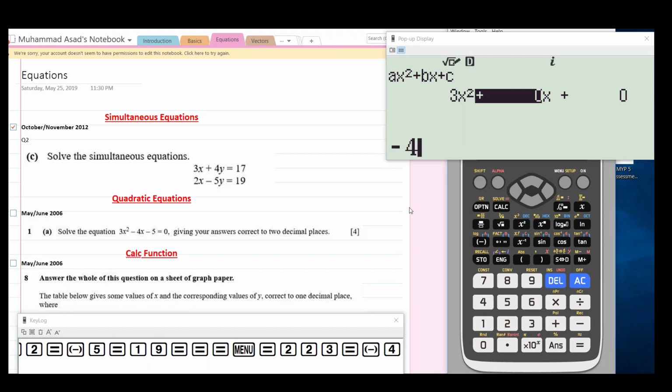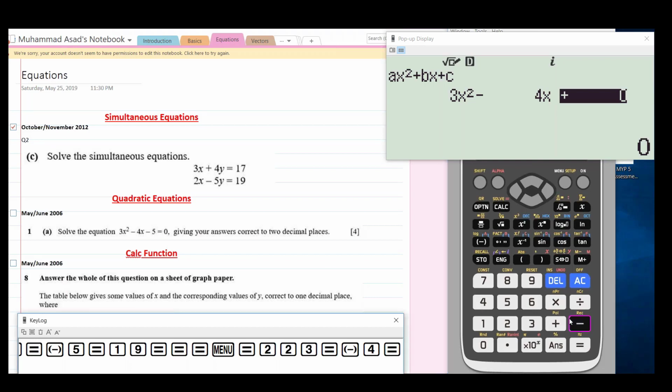You can press either this minus or this minus, but it is recommended to use this minus because that minus is the sign and that is the operation. But in this model it doesn't make any difference if you press this or this. And now the constant term is -5, so -5, equal and then equal.